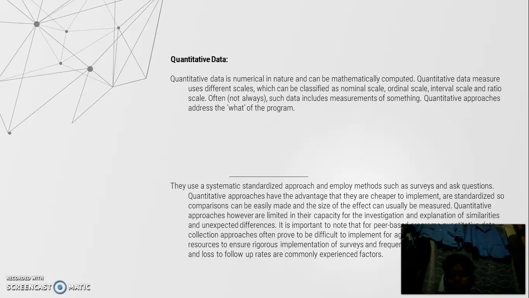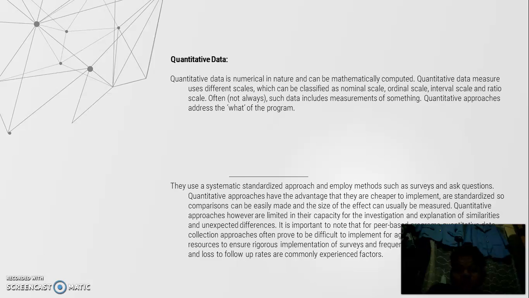They use a systematic, standardized approach and employ methods such as surveys and ask questions. Quantitative approaches have the advantage that they are cheaper to implement and standardized so comparison can be easily made and the size of the effect can usually be measured. Quantitative approaches, however, are limited in their capacity for the investigation and explanation of similarities and unexpected differences.